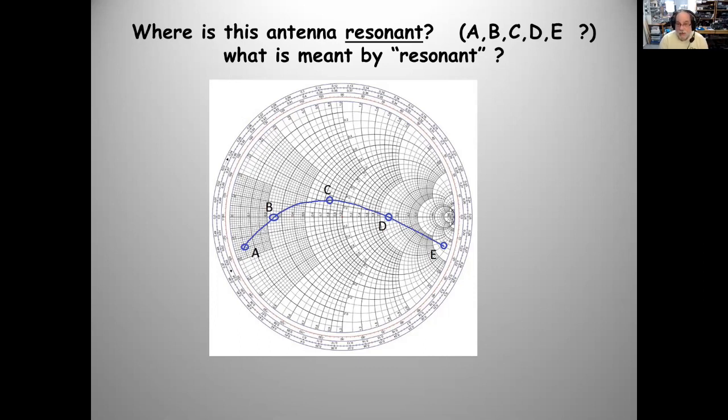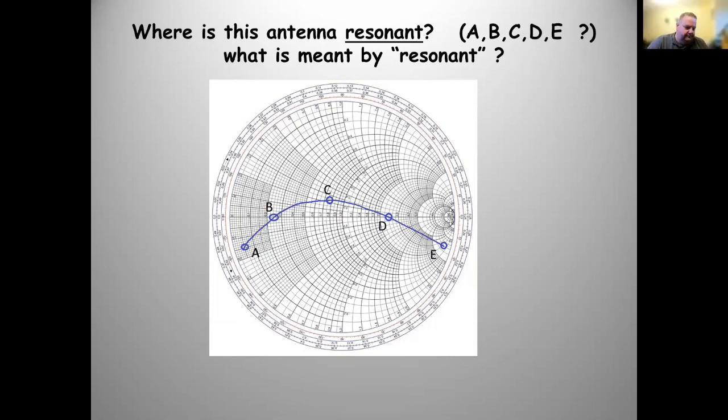So let's go back. What is meant by resonant? What does that word mean? Resonant. Most efficient. Might be. That's not its definition, though. It could be. Lowest reflected power is the most efficient. It could be, but that's not what the word resonant means. Resonant strictly means no reactance. The voltage and current are in phase at the feed line. No reactance. Where on this Smith chart are there points that have zero reactance value? B and D. B and D.